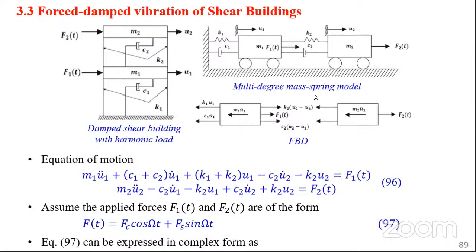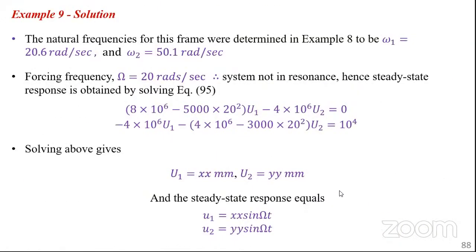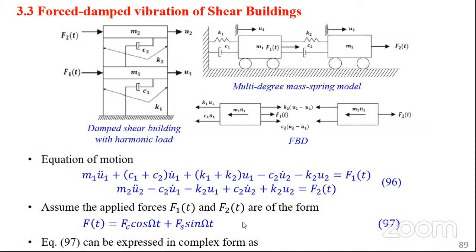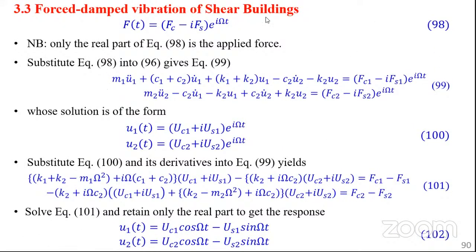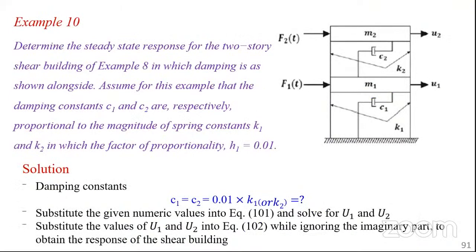When there is damping, what you just need to do is utilize the problem equation 96. Then equations 97 and 98 help us to simplify our equation using Euler's relation. So you have equations 99, 100, and 101. Either of these you can use to simplify and obtain U1 and U2. So you're solving for UC1 and UC2, so that you can substitute in equation 102. The work is here: substituting the values in equation 101 to obtain the coefficients UC1 and UC2, and then substituting in equation 102. So that's work for practice.